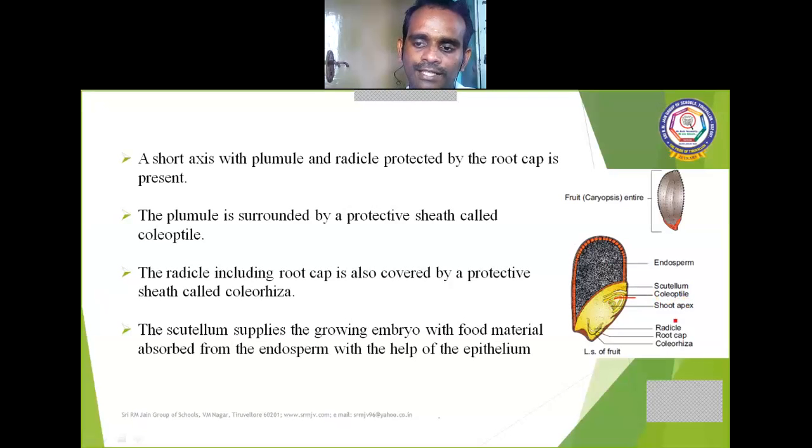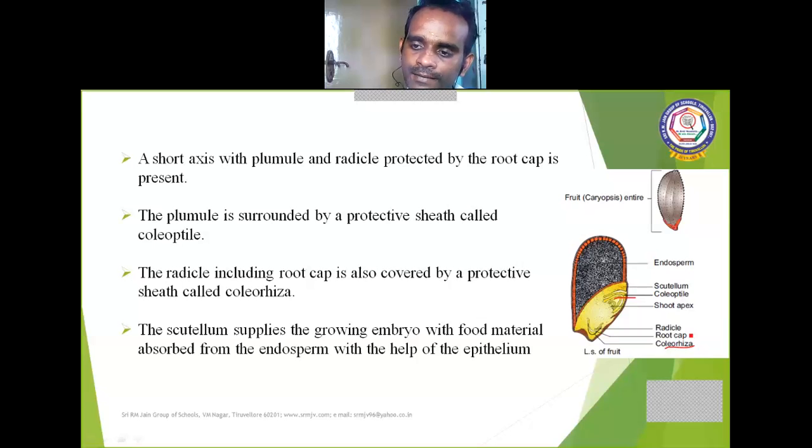The radicle and the root cap, these two are protected by a sheath called coleorhiza. Same spelling, coleoptile. It is a protective sheath. It protects the plumule. It is also one of the protective sheaths. It protects the radicle as well as the root cap. So radicle including root cap is covered by a membrane called coleorhiza.